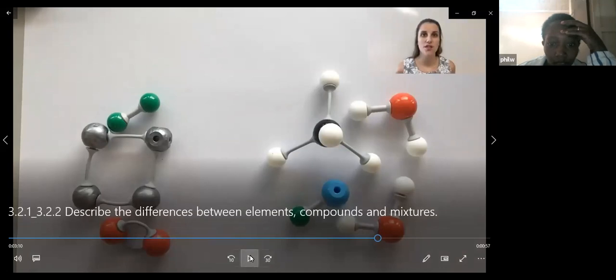Now, there's a question there. We have this part, it is a mixture. And again, this is a mixture. I think we had not talked about a mixture, but it is a combination of two or more substances that are not chemically combined.